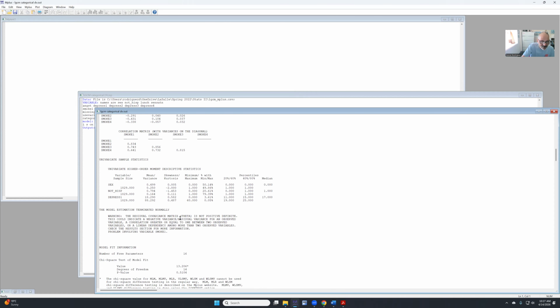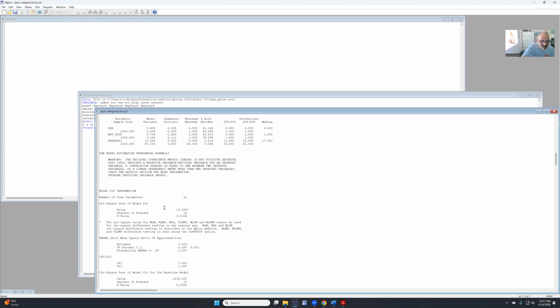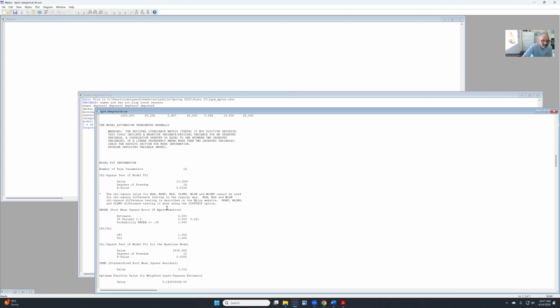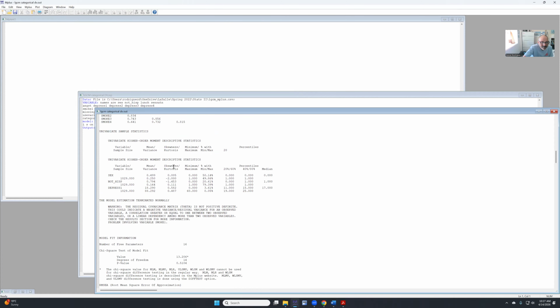Warning: the residual covariance matrix is not positive definite. This could indicate a negative variance, a residual variance for an observed variable. So we take a look at that because that's not good. You don't want to have these kinds of results here. It seems to involve the variable smoke one. So I wonder what's causing that.